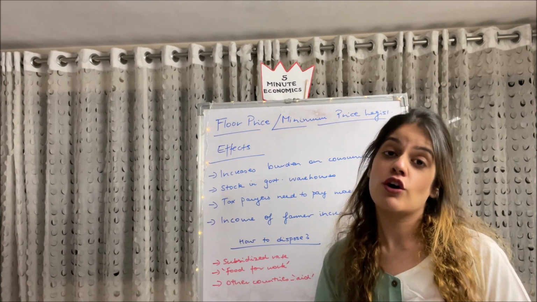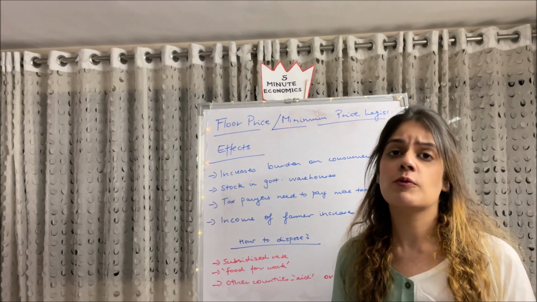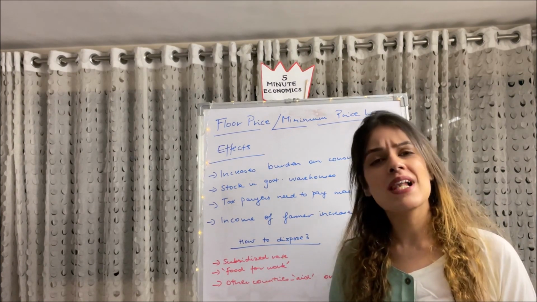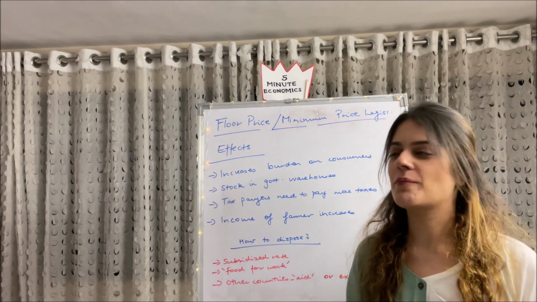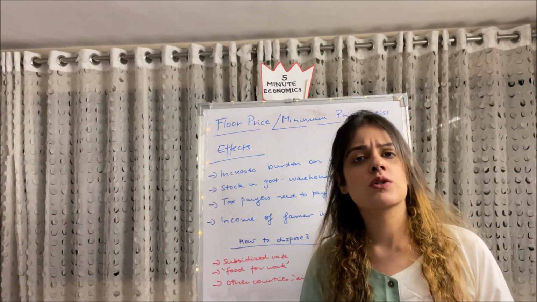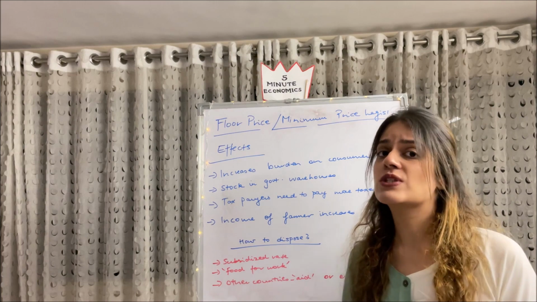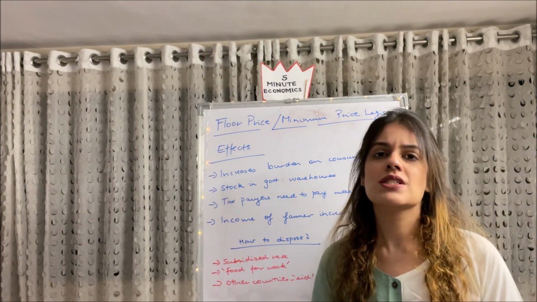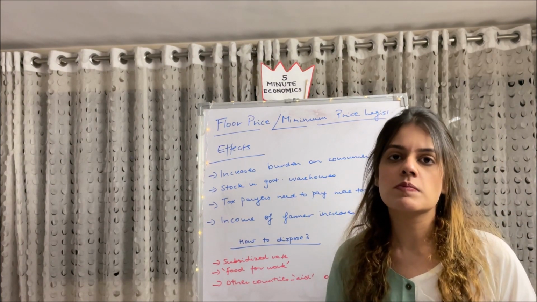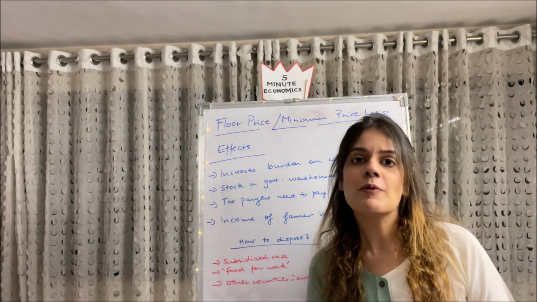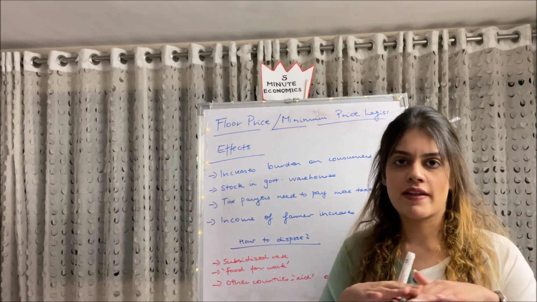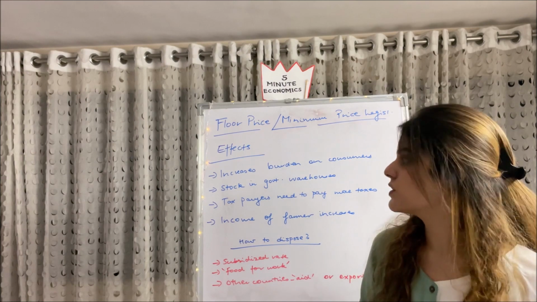Into the effects of floor price. Obviously setting the price above the equilibrium price will have certain effects. Let us go through them one by one. Number one, it increases the burden on consumers. As you see, this is something which is done for the welfare of the producers. Indirectly, it does harm the consumers because they are paying a higher price than they were supposed to pay, than the equilibrium price. So it's like a burden on the consumers.